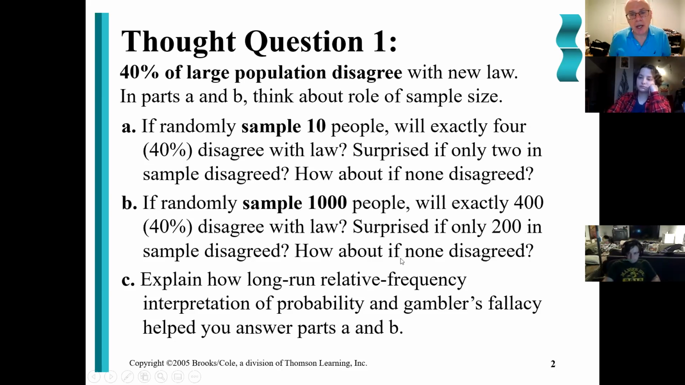Which one of these has to do with the idea of the gambler's fallacy? That's A, because the gambler's fallacy says the following. The gambler believes that the relative frequency approach can be applied to small samples as well, right? So in a small sample, if you see, out of a sample of 10, no one disagreeing with this new law, that's possible. It's not 0 probability.